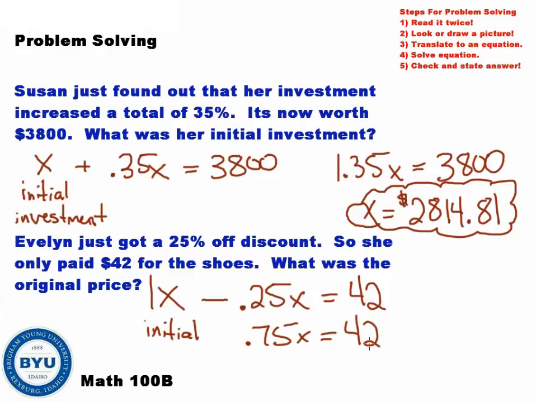That equals 42. When we take 42 and divide it by 0.75, we find out that the initial price of those shoes, if she didn't have the discount, she would have ended up paying $56. So that's how you solve price increase and decrease problems. Nice work.